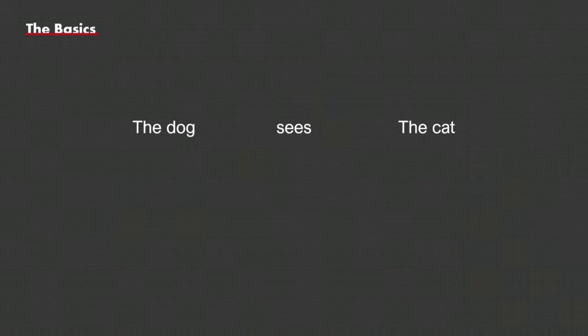Before we explain cases, we have to go through the basics of word order again. The dog sees the cat. Let's make it a bit easier this time. And as you can see by the diagram here, the dog does indeed see the cat. We can split these into three parts: the dog, sees, and the cat. These three parts can be labelled differently.